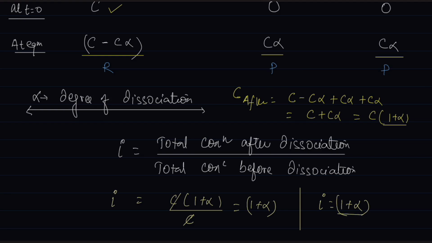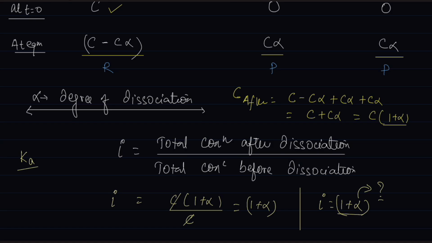But in the question, this degree of dissociation is not given. So this is our another work. We have to first find the degree of dissociation. So then only we can utilize that relation and find the Van 't Hoff factor. So what is degree of dissociation? Formula based on the given value. So in the question, Ka is given.